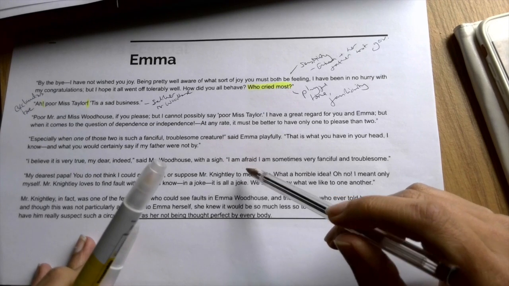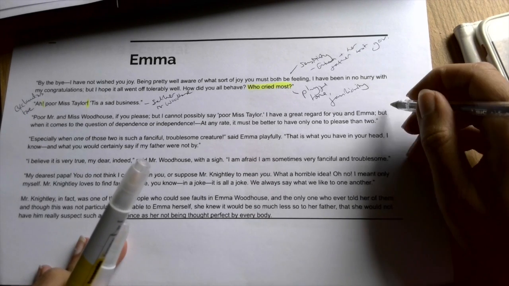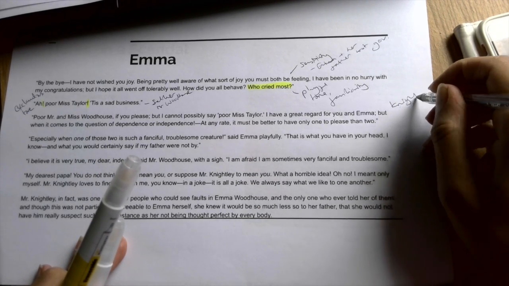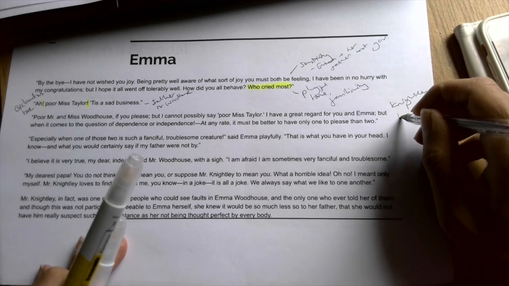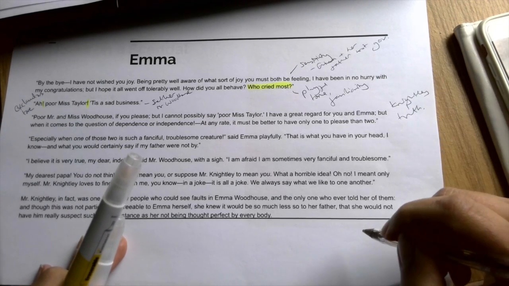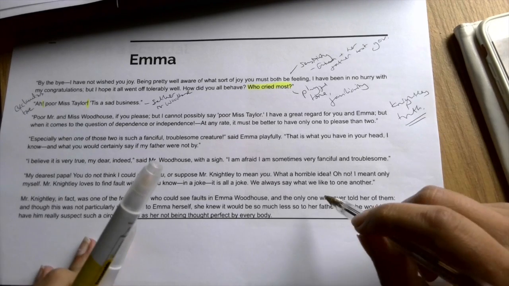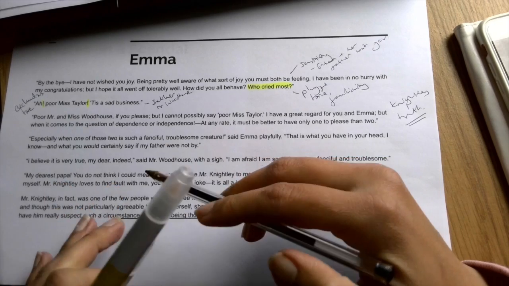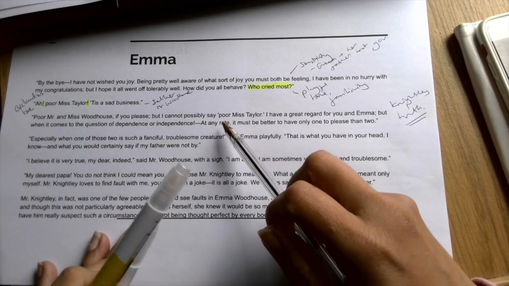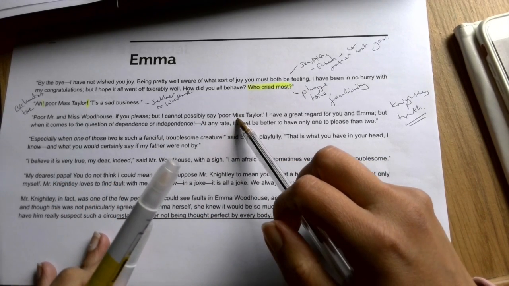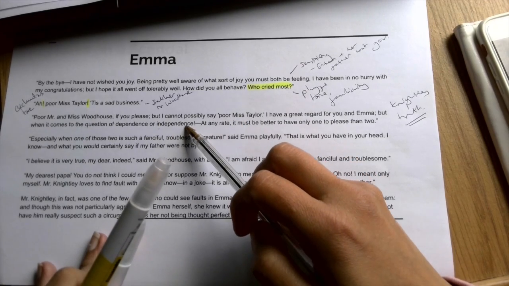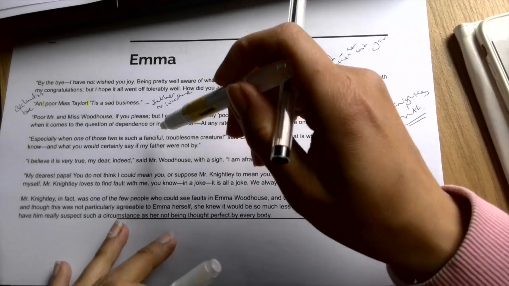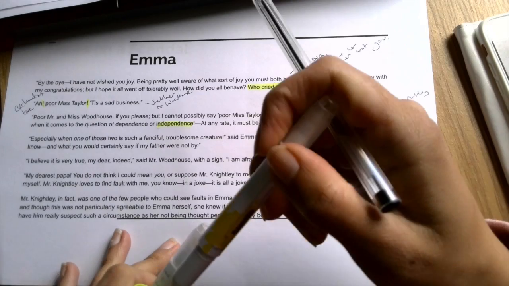Now, this establishes Mr. Knightley as someone who is going to tell the truth. He's not going to pander to Mr. Woodhouse or Emma's fanciful notions. He's going to speak the truth. Of course, it's better for this governess to be married and have independence and not be living with a family anymore. So that's something which is clearly beneficial.